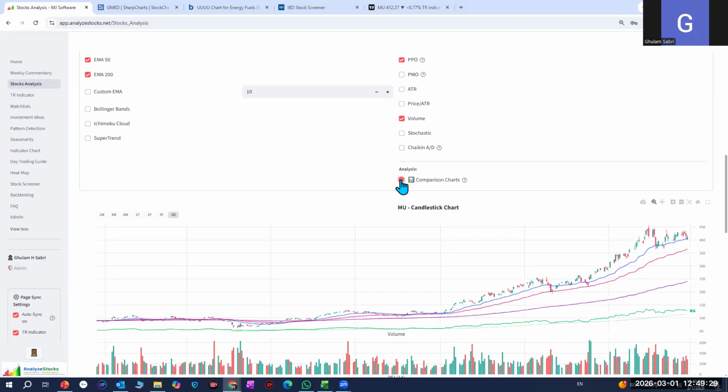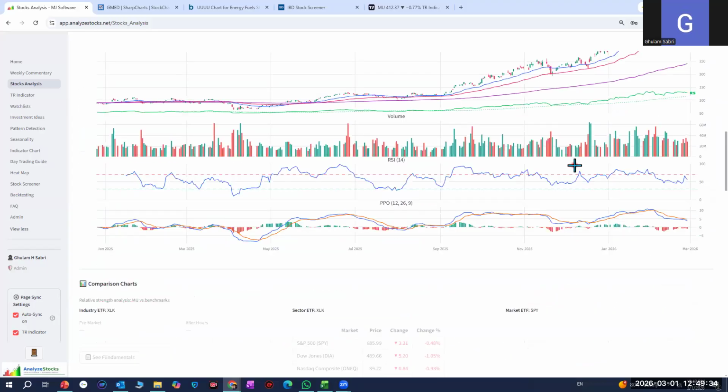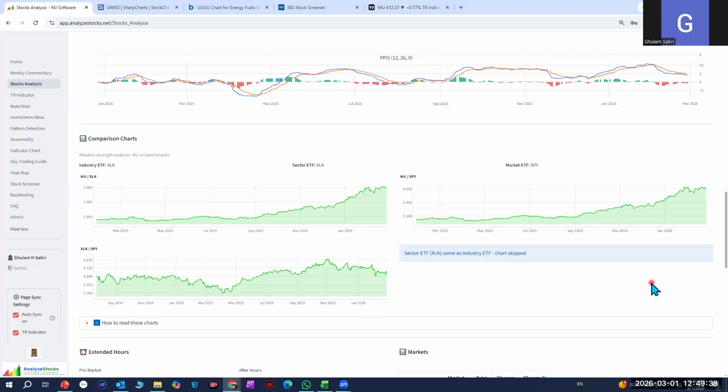Turn this comparison charts on, and it will plot comparison: MU versus tech sector, MU versus S&P 500, and the tech sector itself versus S&P 500. So it is telling you that MU has been outperforming both its industry sector and the overall market during the last 1 year.